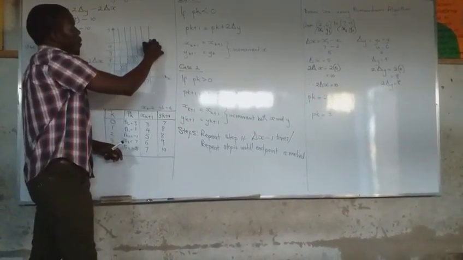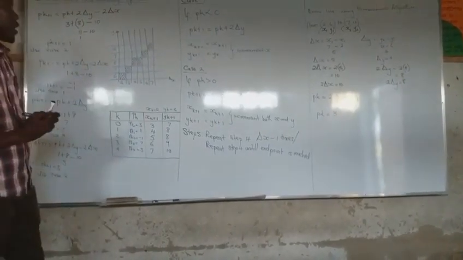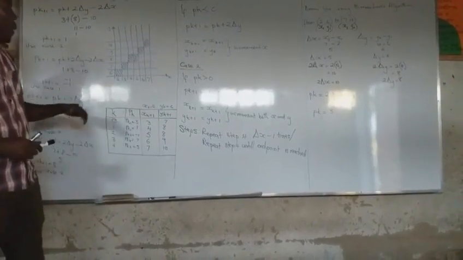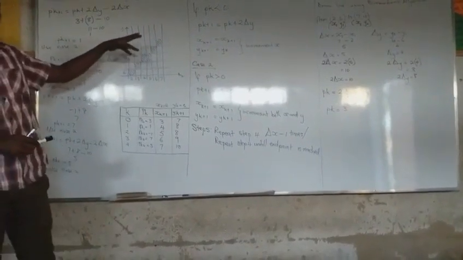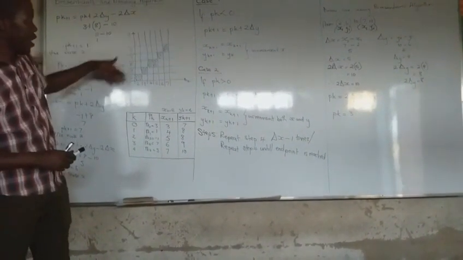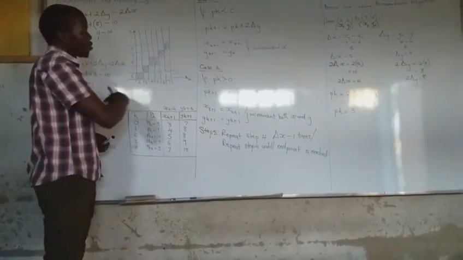So the Bresenham algorithm always selects points that are approximately close to a straight line. Then it is used to draw a line.